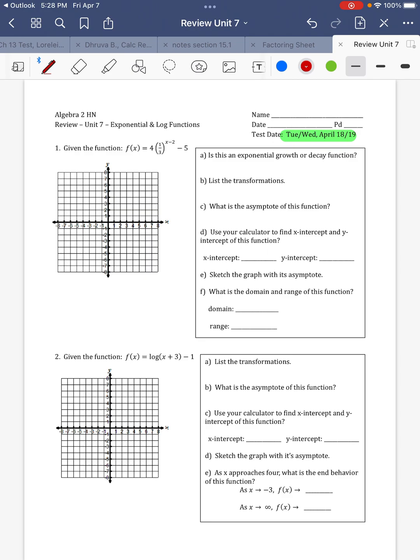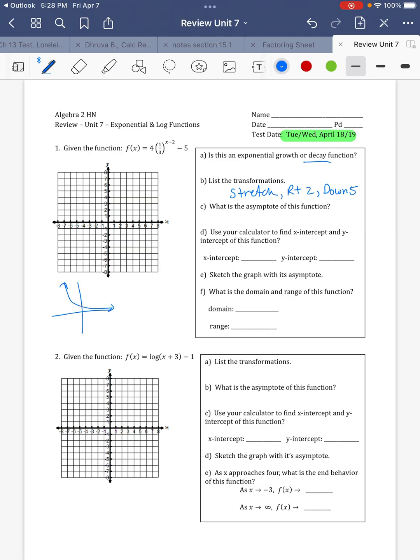Okay, so when you go to graph, this is an exponential function. The 1/3, that's less than 1, so that tells you that it's an exponential decay. All right, the transformations: the 4 there is going to give you a stretch, and the x minus 2 is going to move you to the right 2, and minus 5 is going to move you down 5.